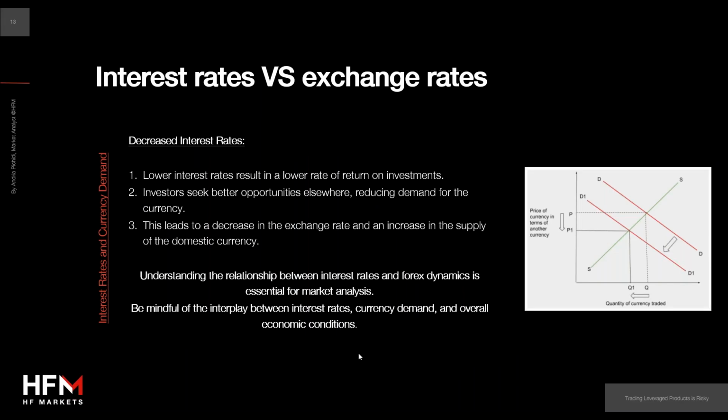Here we are. Again, if we see interest rates decreasing, that leads to reducing demand, and the quantity of currency traded decreases, and that's why the price of currency in terms of another currency depreciates as well.